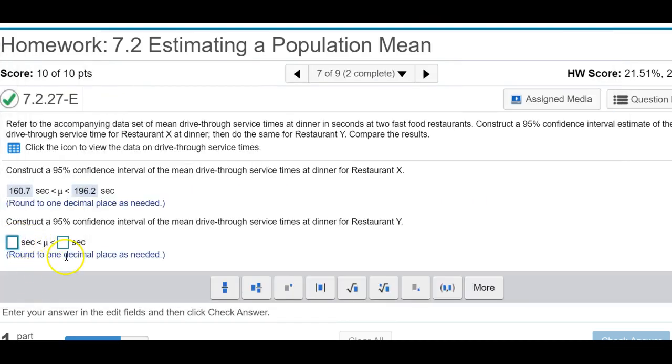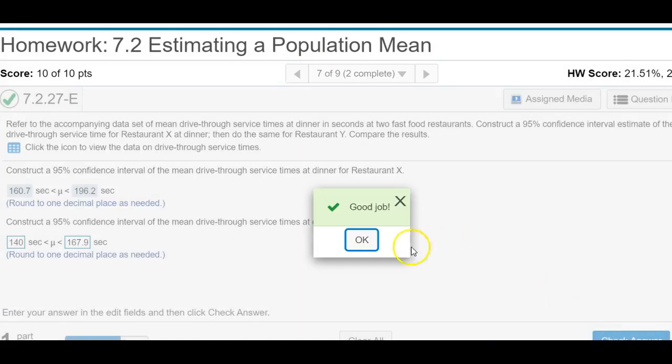So that's going to be 139.98, but I'm going to round that to one decimal place, so that's going to be 140. And then the upper bound is 167.89, round that to 167.9. So check the answer there.